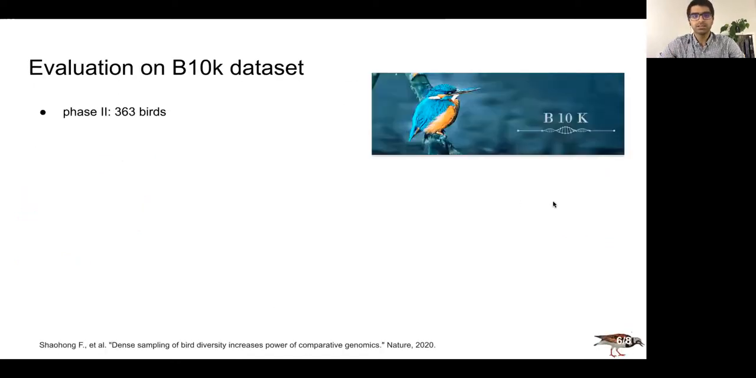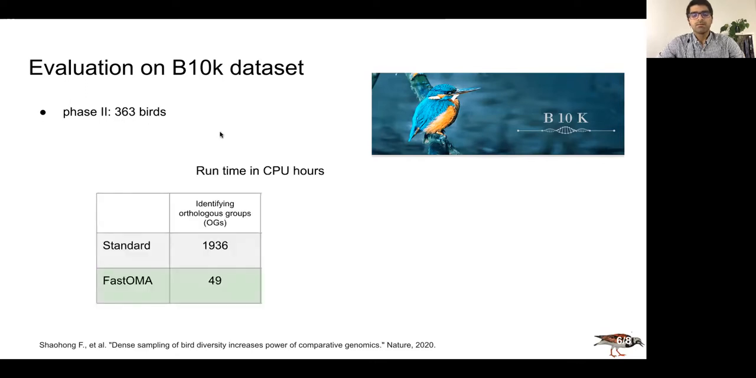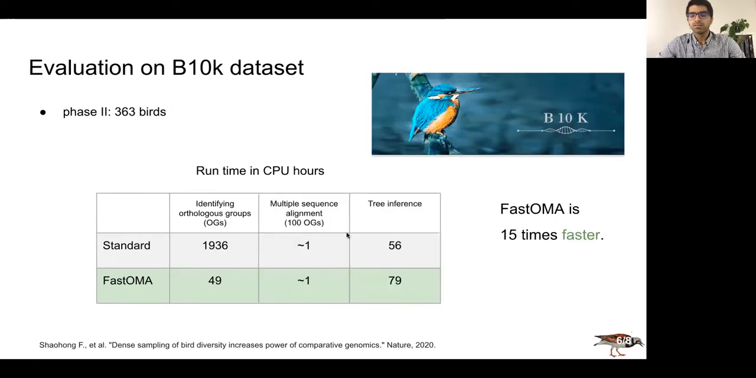In order to evaluate our method and pipeline, we use the Bird 10,000 Genomes project. The second phase, which was published recently, includes more than 300 birds. When we run the standard pipeline and our pipeline, we can see that the standard pipeline needs around 2000 CPU hours, but FastOMA needs only about 50 hours. The rest of the pipeline is quite similar. So we can see that FastOMA is about 50 times faster than the standard pipeline.